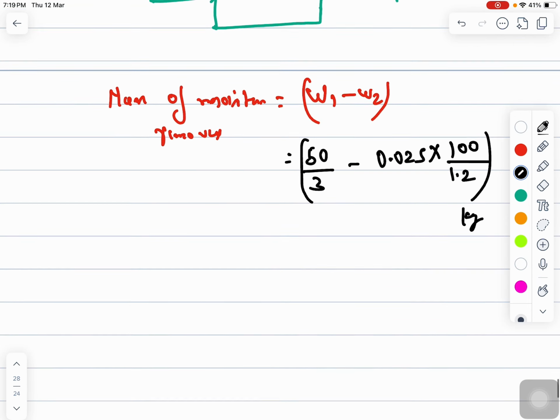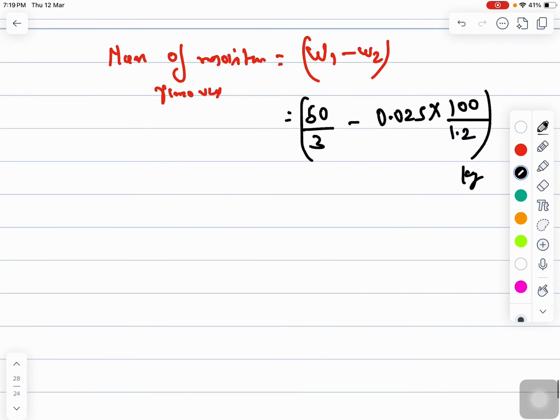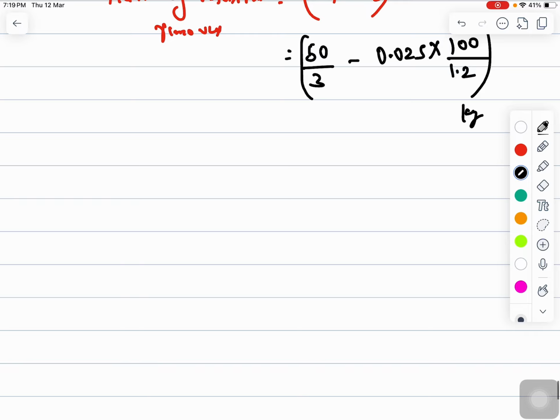Okay, that's great. Now moving towards the next concept, the calculation of mole fraction and mole percent.